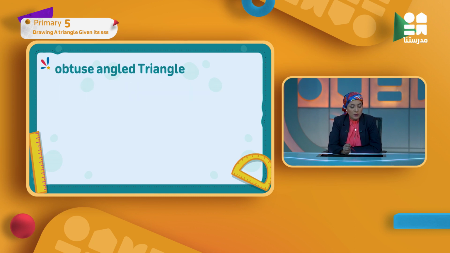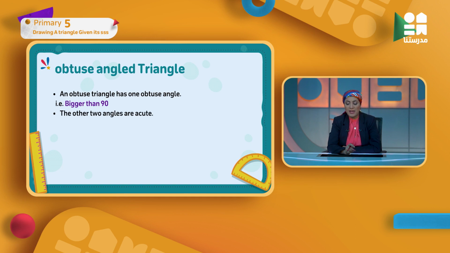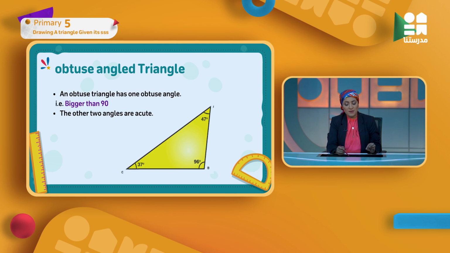Now, let's move to the other one, the obtuse angled triangle. An obtuse angled triangle must have one angle that is obtuse, bigger than 90 degrees, and the other 2 are acute angles. So I must have one angle bigger than 90, as we see now in the triangle. One of the angles is 96 degrees, meaning bigger than 90, and the other 2 are acute angles.